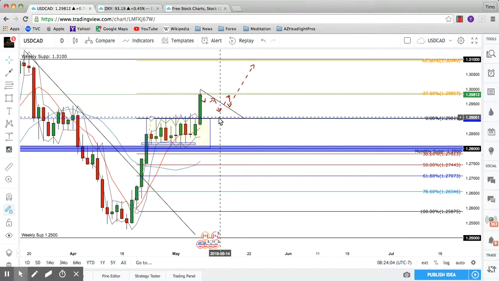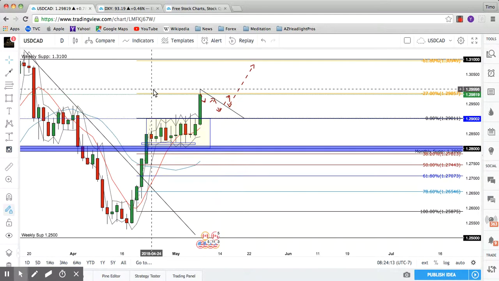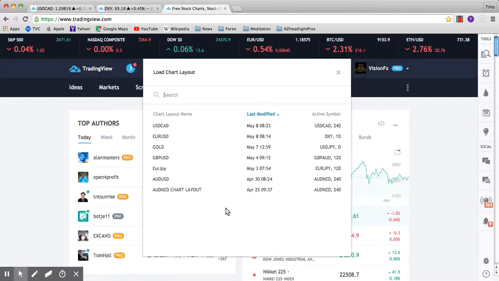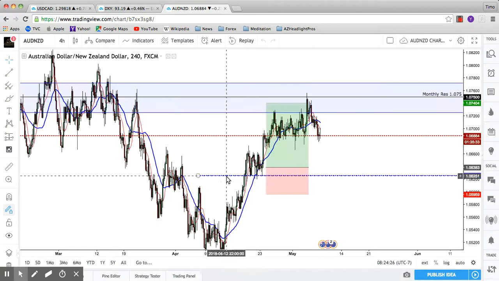So there you have it, the dollar index, the dollar versus the yen, the dollar versus the Canadian dollar against the yen. We should be in for a big surprise this week. Now, last but not least, let's go on ahead and have a recap on Aussie versus the New Zealand dollar, as I've been following this pair all month.